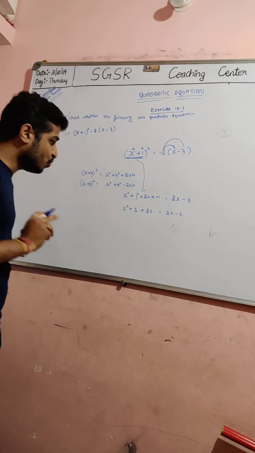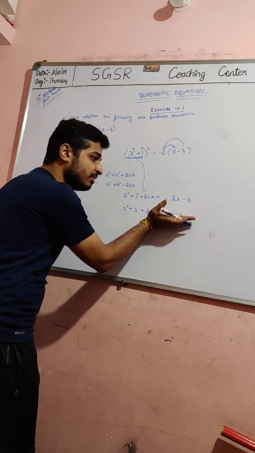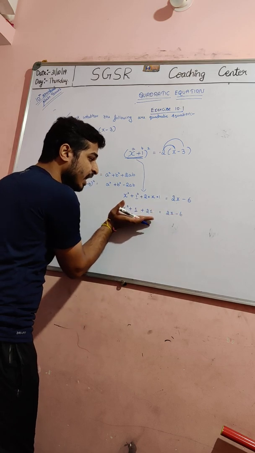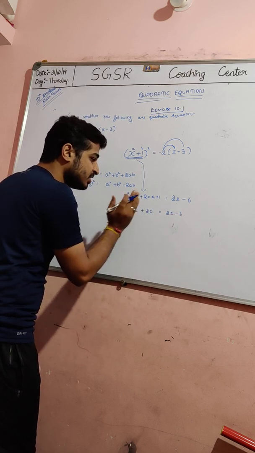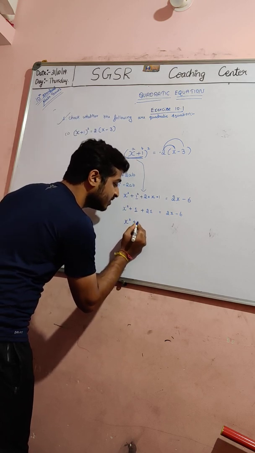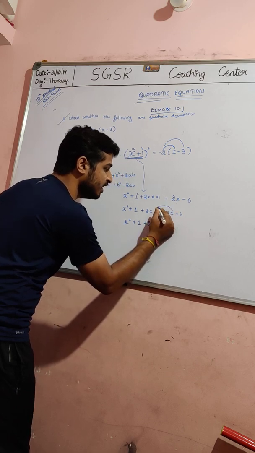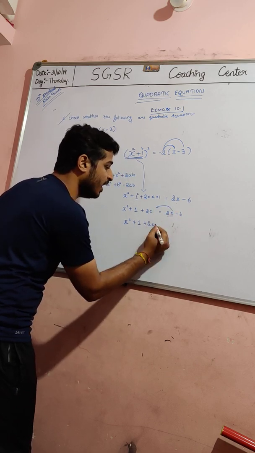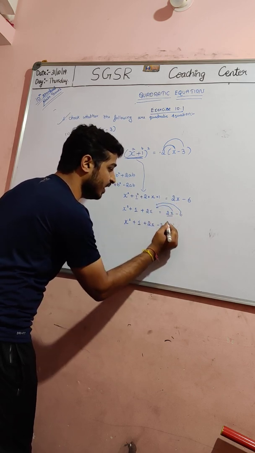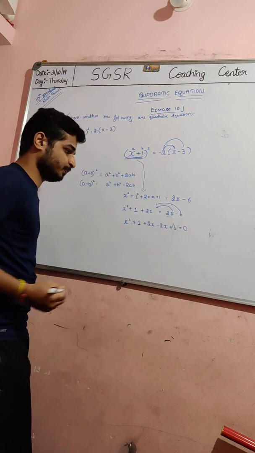Now students, we will shift this equation. This is the left hand side and this is the right hand side, so the LHS is shifted here. So x square plus 1 plus 2x. Let us shift these terms here. So 2x becomes minus 2x. Here minus 6 becomes plus 6. This will be equal to 0.